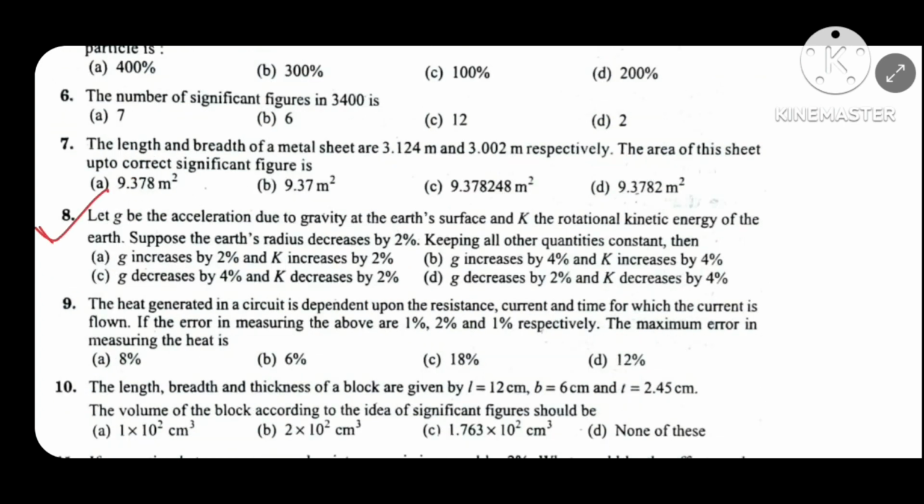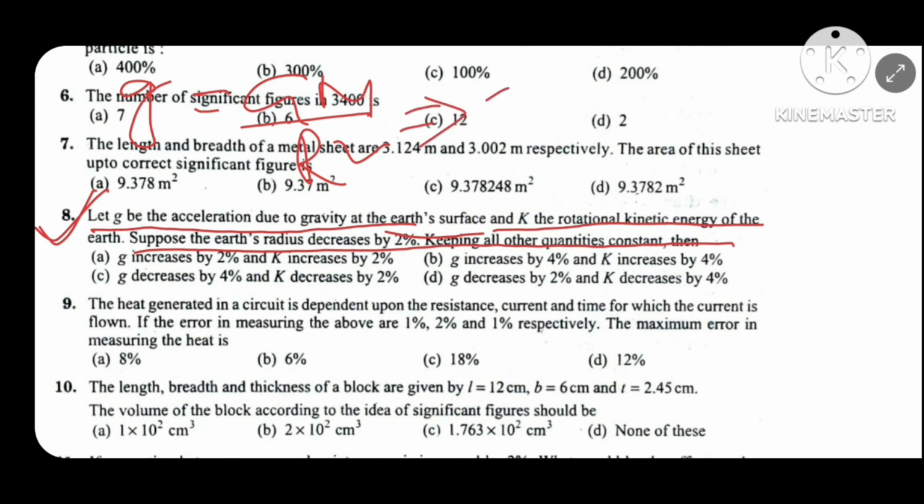Now question number 8. Let g be the acceleration due to gravity on the Earth's surface and K its rotational kinetic energy. Suppose the Earth's radius decreased by 2%. Now other physical quantities remain constant. Now what is the correct option? We know small g equals Gm by R square.